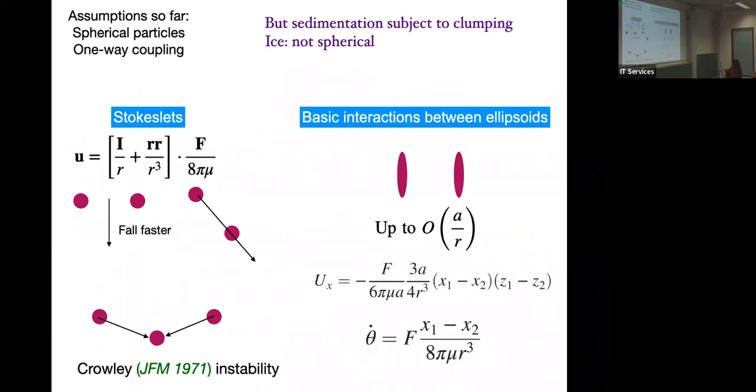The assumption so far is that we have spherical particles. Ice particles are often not spherical, and often Mammatus forms from ice particles. So that's not good. And we talked about one-way coupling. By one-way coupling, we mean that the fluid doesn't get affected by the particles, only the particles get affected by the fluid. So these particles are just falling quietly, they don't know about each other, they're not clumping, they're not doing anything. But we know that sedimentation is always subject to clumping, and I'm coming to that.